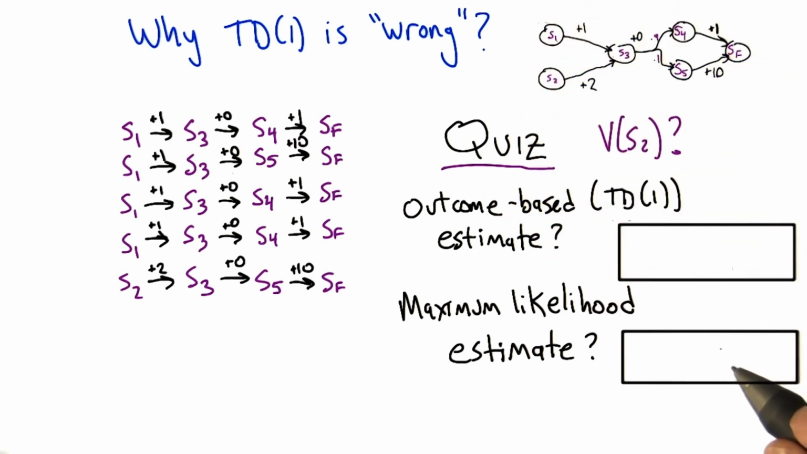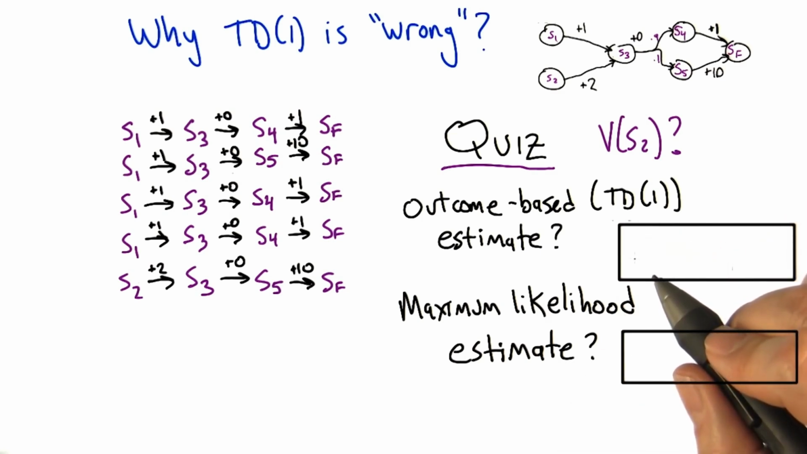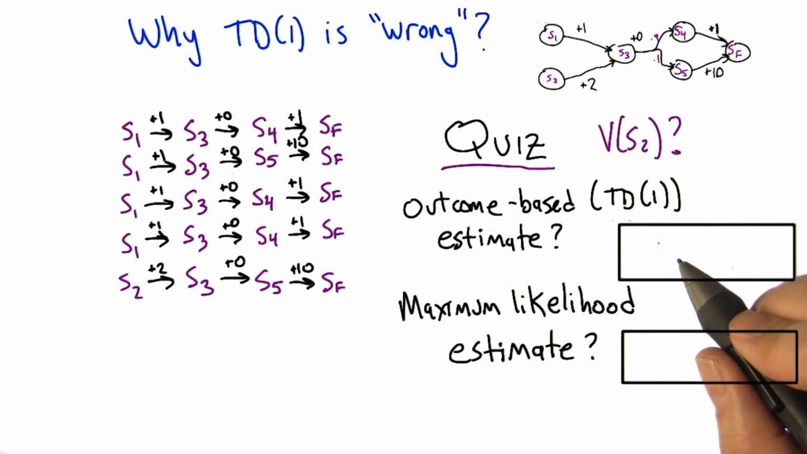Yeah. All right, fine. I think I have some questions, but in fact, let me ask some of them now. I think we should make sure that it's clear enough so you can work on it. Okay, so you want me to tell you what the value of S2 is, or what I would estimate the value of S2 to be using the TD1 outcome-based estimate? Right. And there it should be the average of the reward sequences that we've seen upon encountering S2.